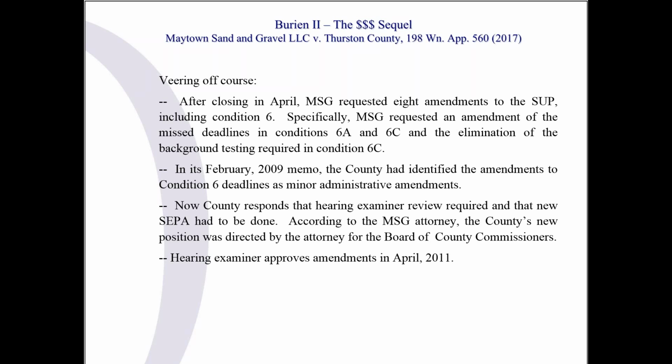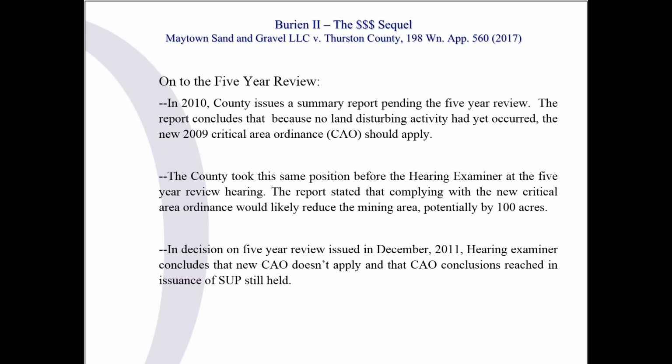Now, the Board of County Commissioners isn't involved in day-to-day permitting for Thurston County, and neither is their attorney. That was not his place to interject his opinion into the local permitting process and say that a different process had to be used. That's one of the first bad things that happened in this case. So based on the directive from the attorney for the Board of County Commissioners, the hearing examiner then holds a hearing on those amendments and approves them actually. So MSG is still good.